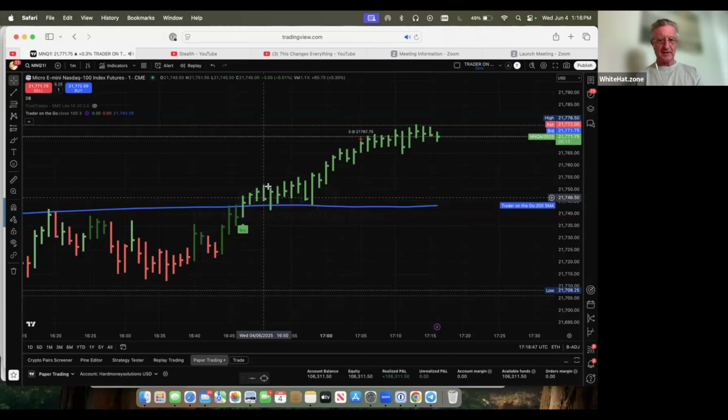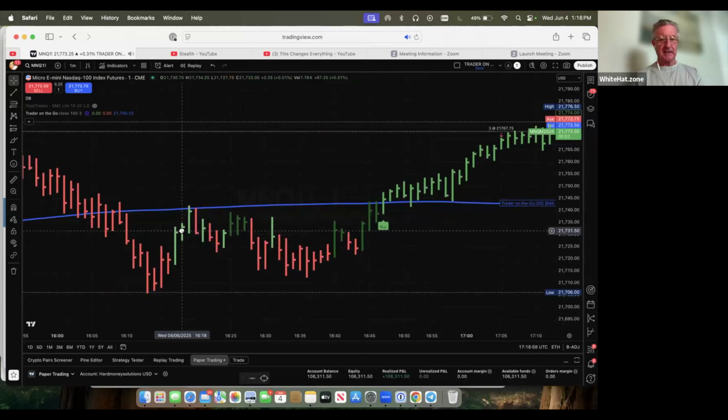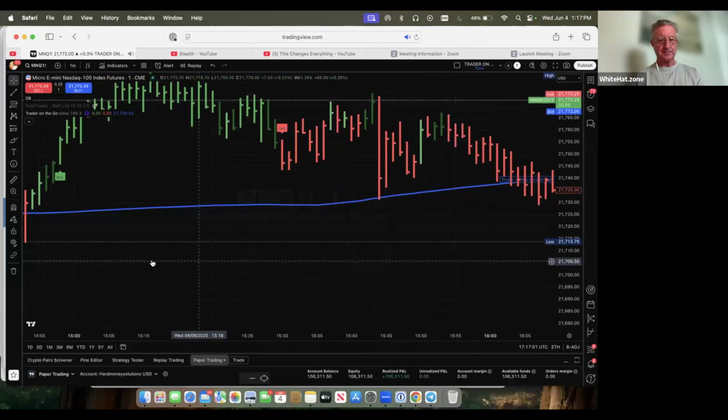Okay, and you can see that price came down to that support multiple times and didn't penetrate back through it before it took off. All right, so that's another way to do it. Now we can scroll back on the chart.